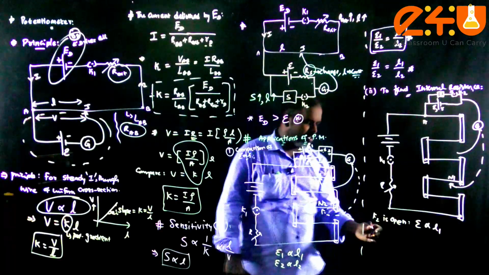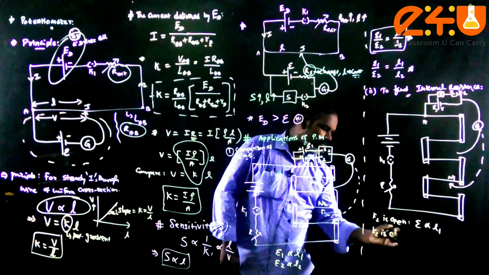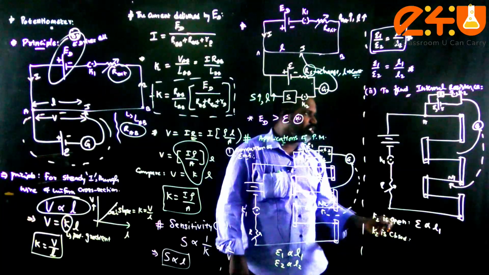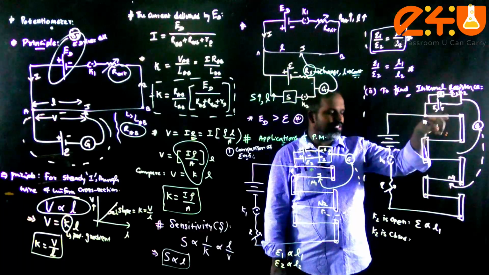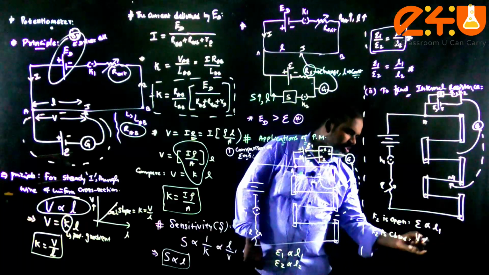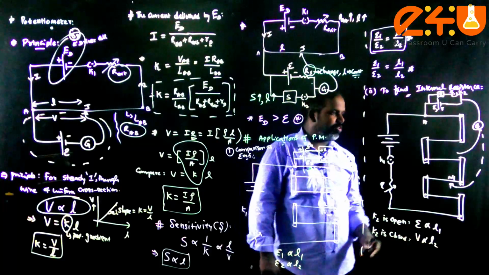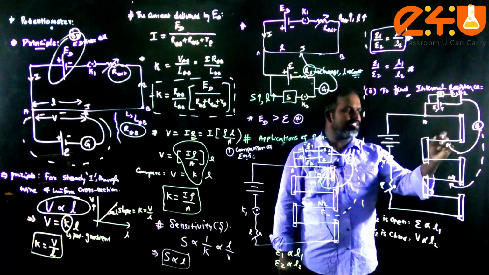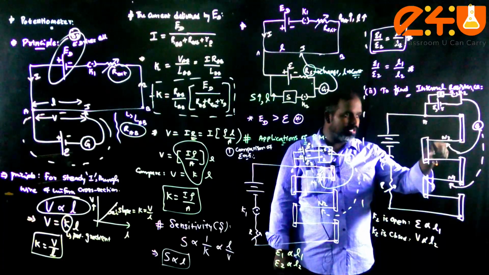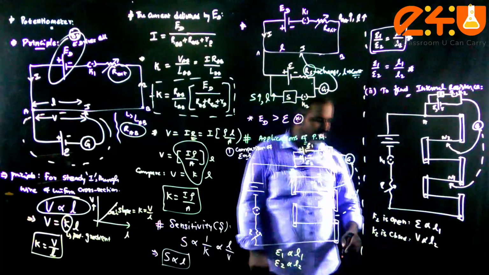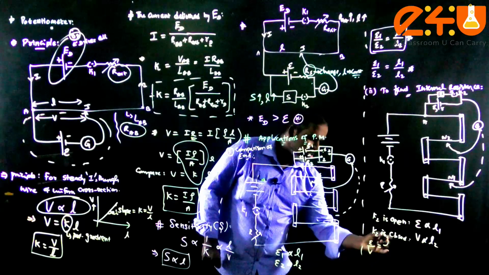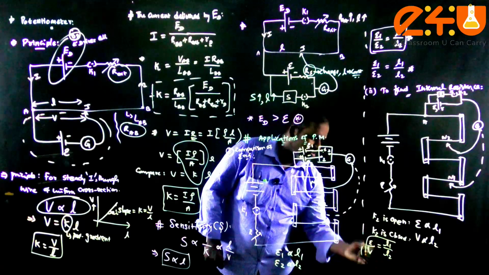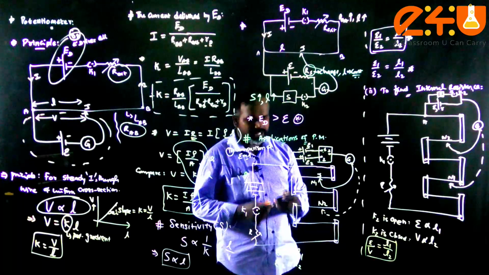Now when K2 is closed, what will happen? The current will be drawn from this cell. Therefore, at that time what you are measuring is called terminal voltage. The corresponding balancing point is N2, and the balancing length is L2. Therefore, I can write that E by V is equal to L1 by L2. So this is the expression we get.